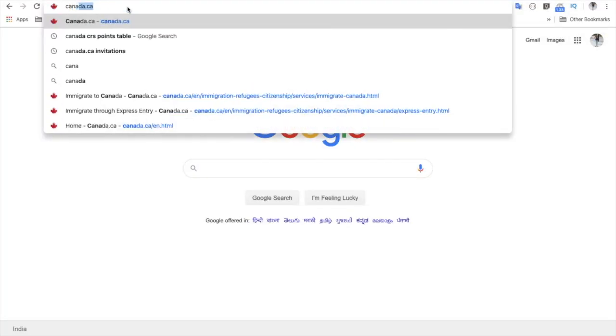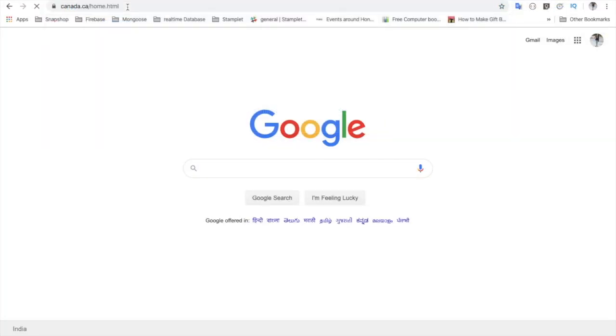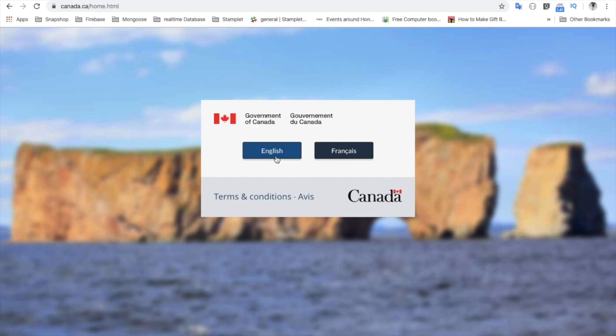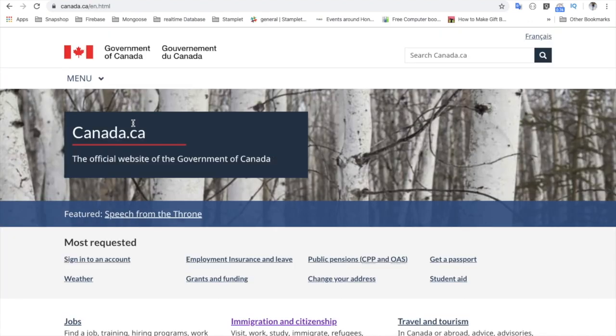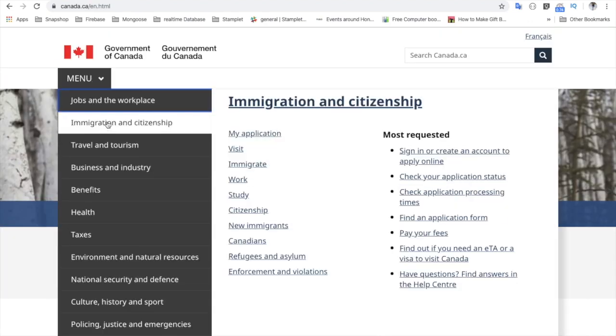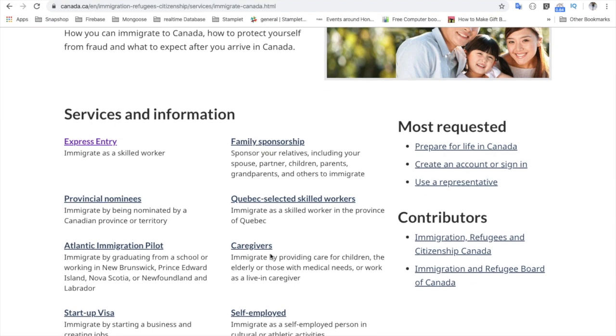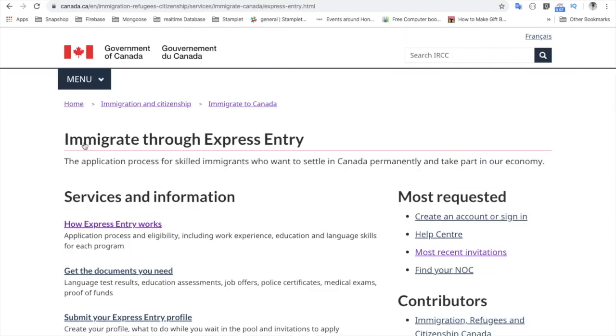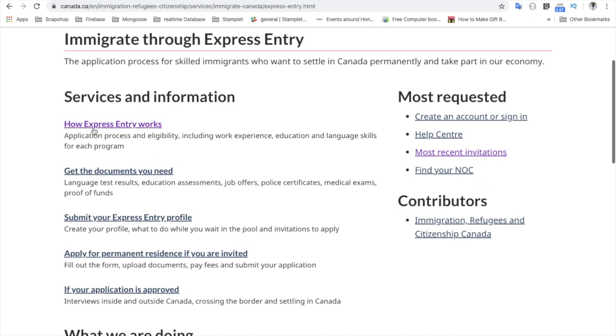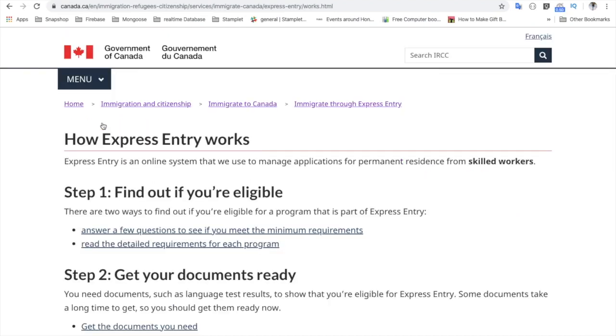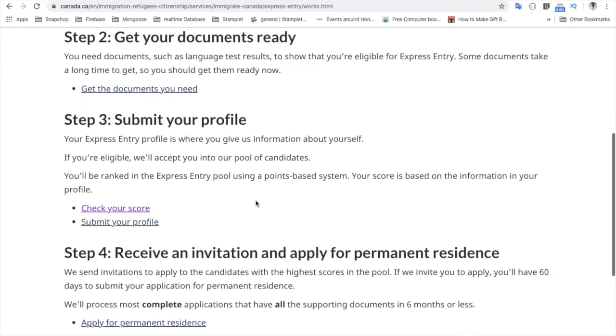So now let's go to my laptop. First go to the official website of Canada. It's the official website of Canada Immigration. Now we'll select English from here. We'll go to menu, immigration and citizenship, and we'll select immigrate. In this, there are a lot of options. We'll select Express Entry because that's what we are calculating our points for. Then how Express Entry works. And then we'll go to our third option here, which says check your score.